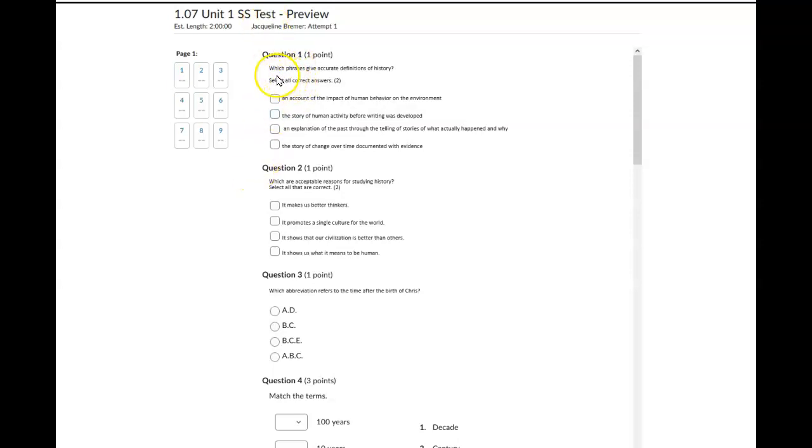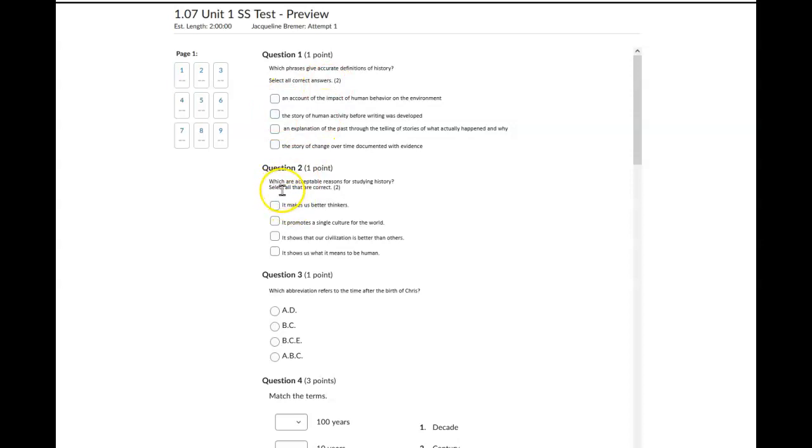Question 1. Which phrases give accurate definitions of history? Select all correct answers. There are 2 of them. So the definition of history: an account of the impact of human behavior on the environment, the story of human activity before writing was developed, an explanation of the past through the telling of stories of what actually happened and why, the story of change over time documented with evidence. So you'll just select 2.